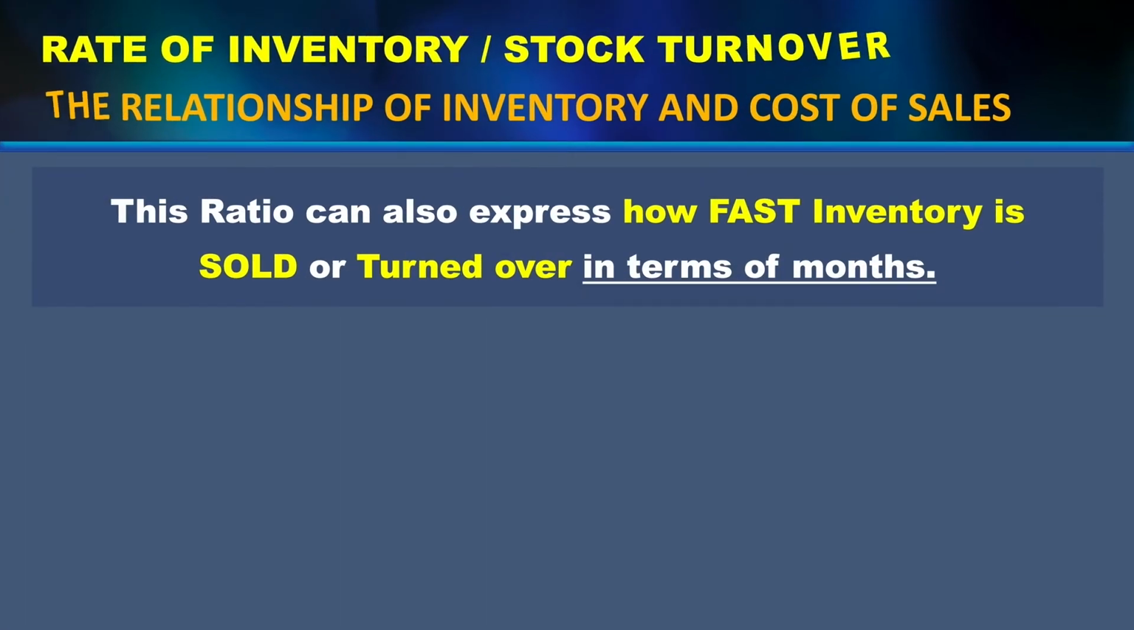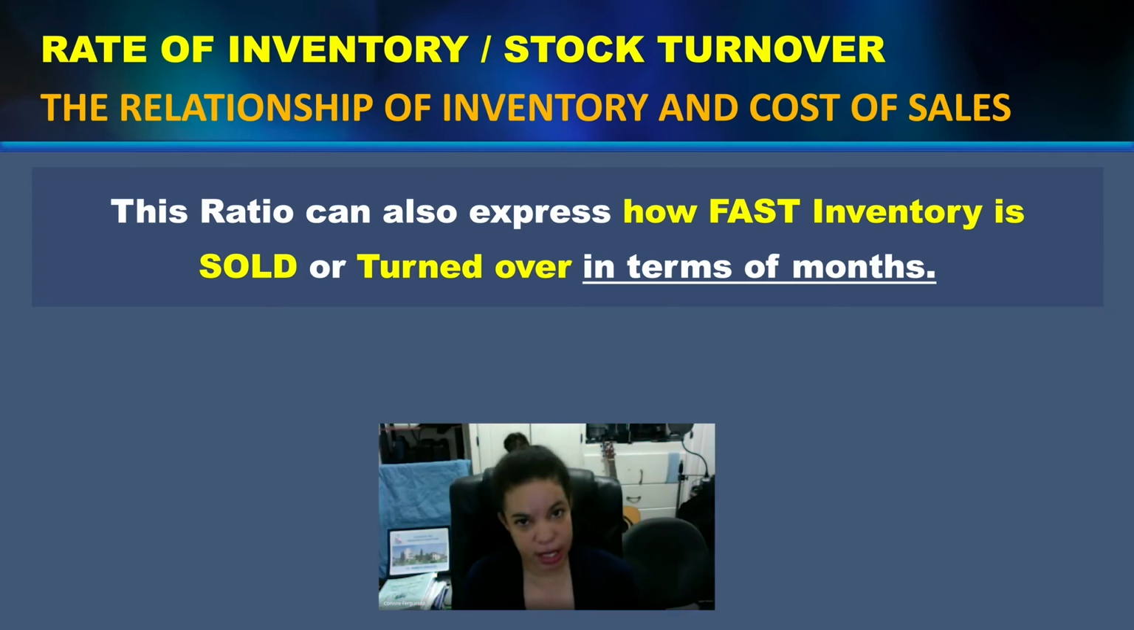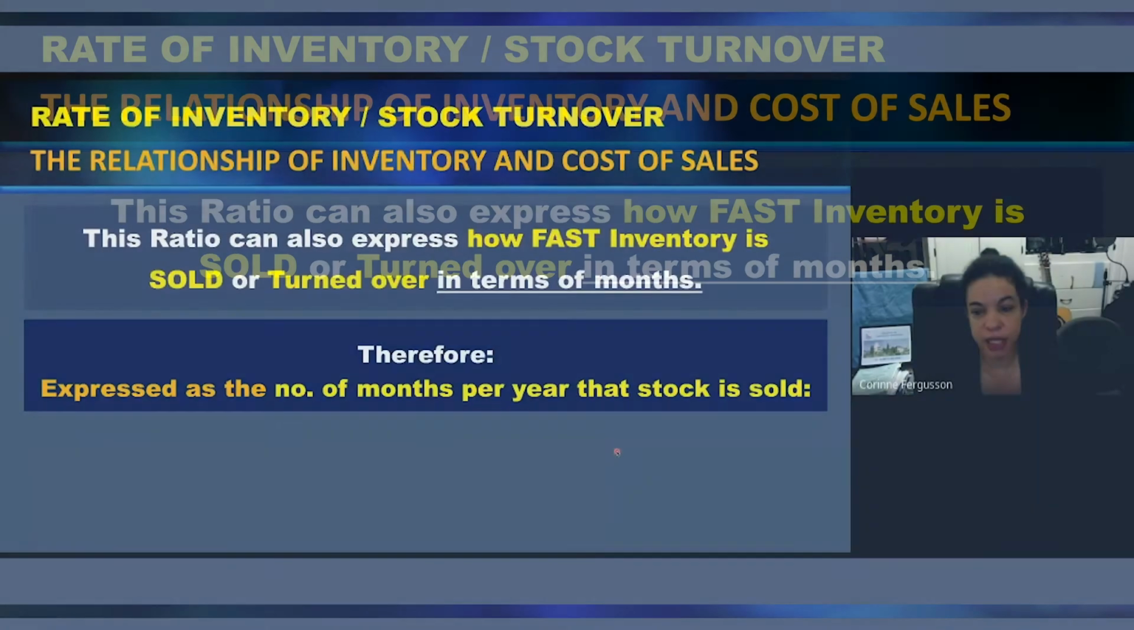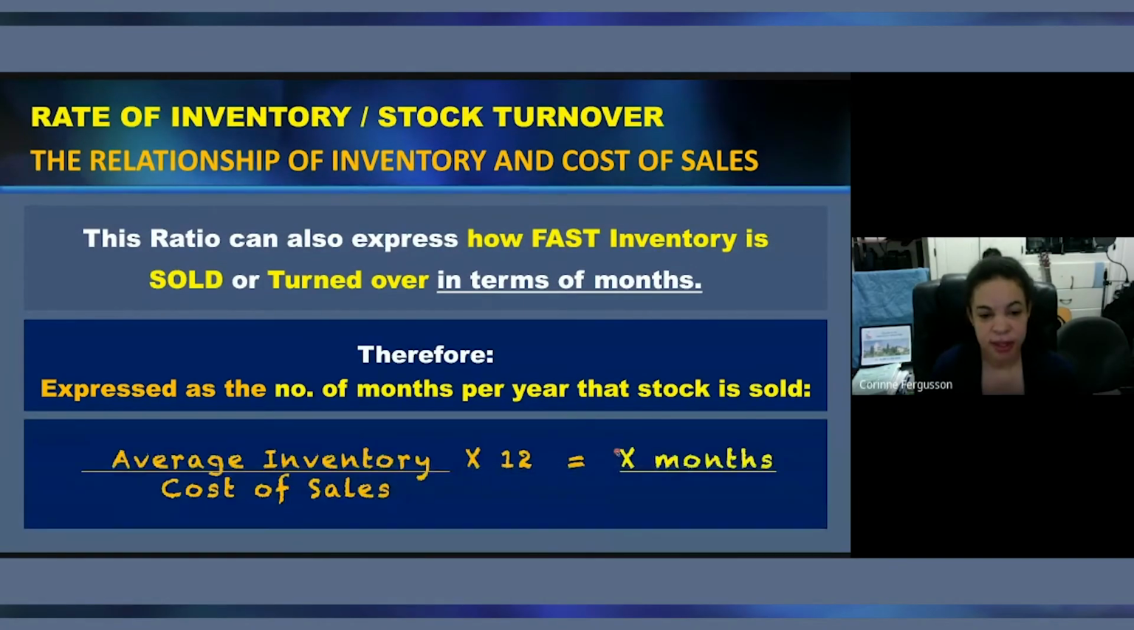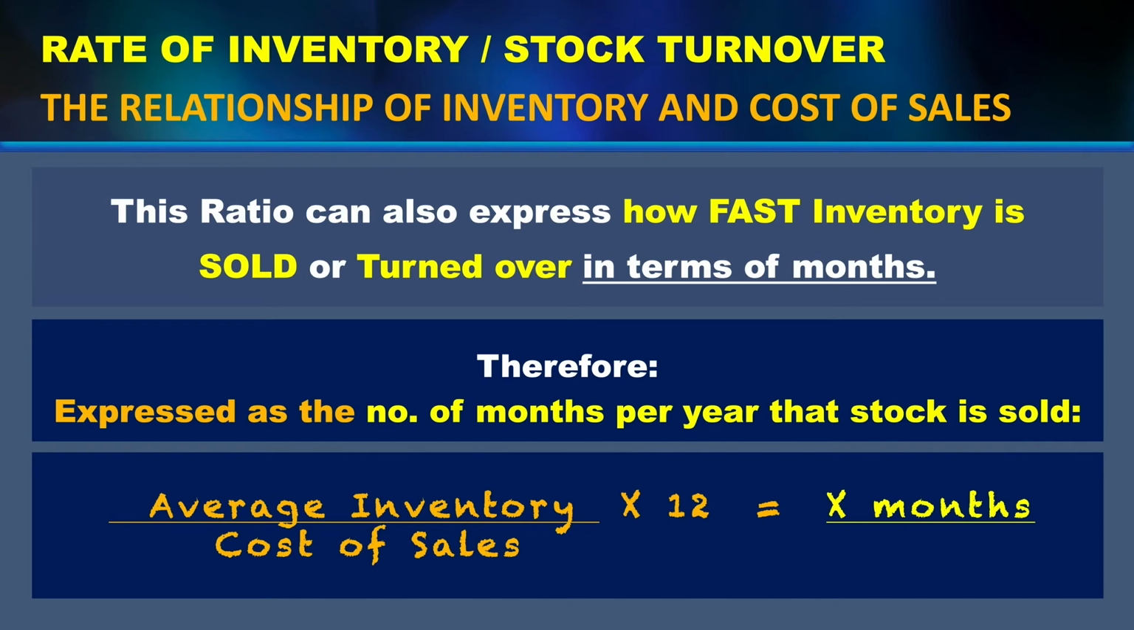Remember, we talked about another way of expressing it. So the ratio or the rate of inventory turnover can also be expressed in terms of months. So the one that we worked out just now was in terms of times, but you can also work it out in terms of the amount of months. So if we're expressing it in terms of the number of months per year that the stock is sold, then the formula would be average inventory over cost of sales multiplied by 12.